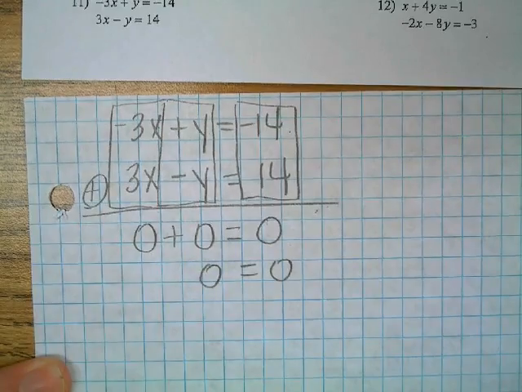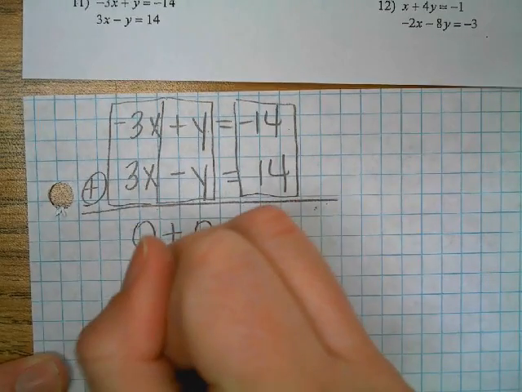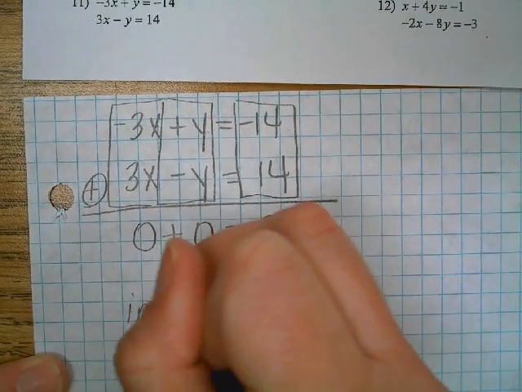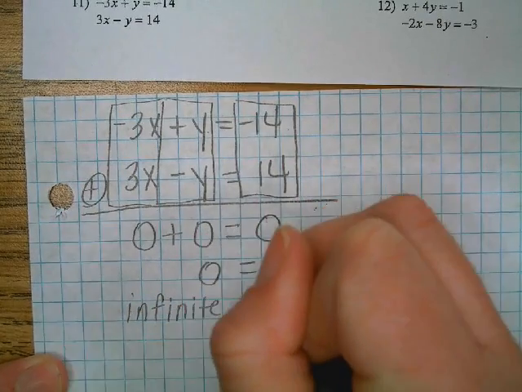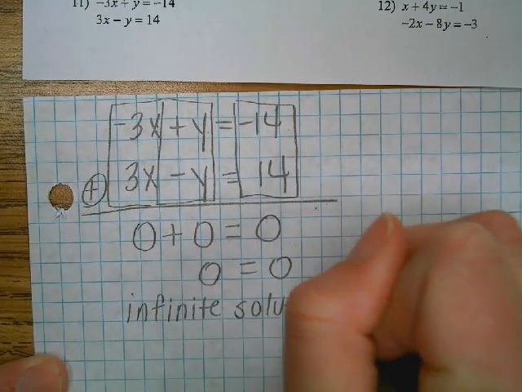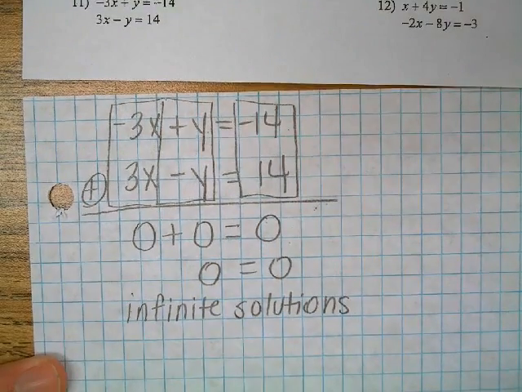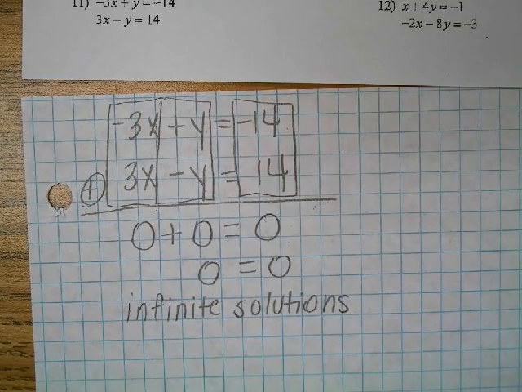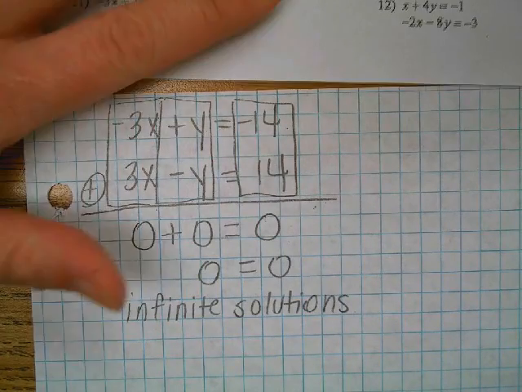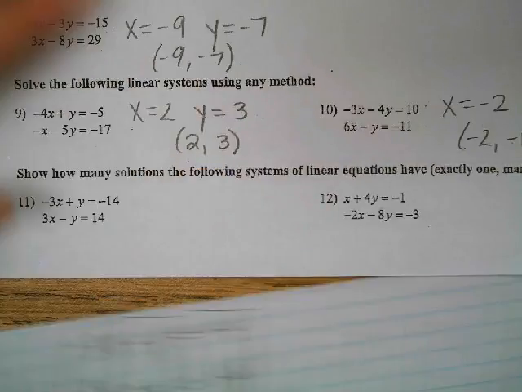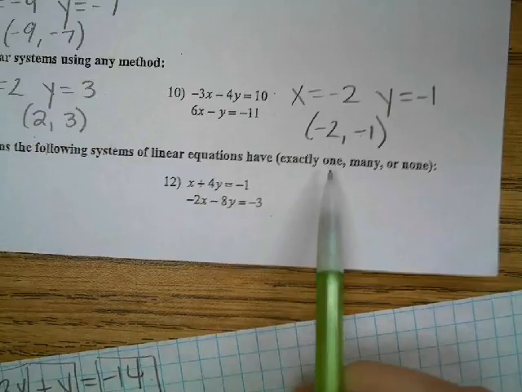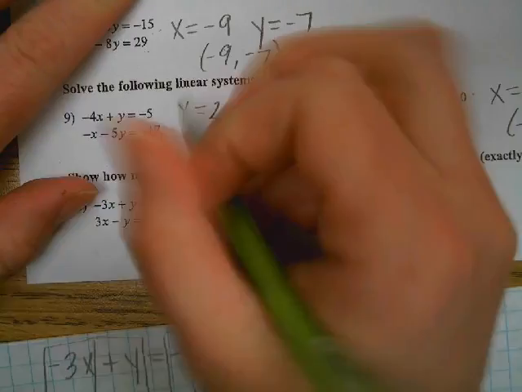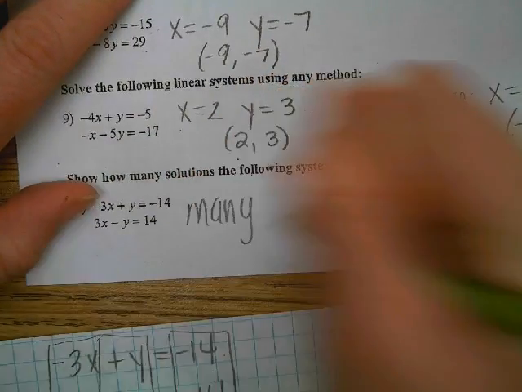So if you get 0 equals 0, that means you have an infinite number of solutions, because this will always give you a true statement. 0 equals 0 is always true. I'm going to write that then on my study guides. It says, how many solutions does it have? One, many, or none? I'm just going to put that it has many. It has an infinite amount.